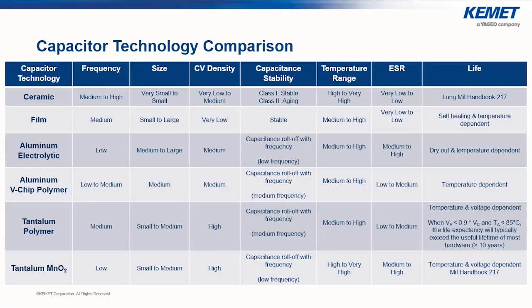And because of the higher ESR, it has this other characteristic we refer to as capacitance roll-off, and it can occur at a very low frequency like 30, 40 or 50 kilohertz depending on where the ESR is. That is all incorporated either in datasheets or design tools that we have at KEMET. Also, they have a long life.